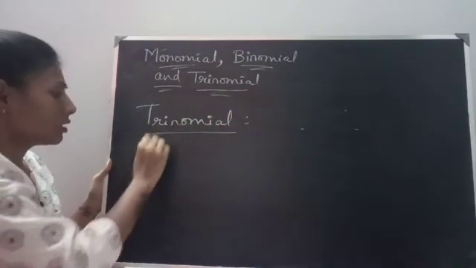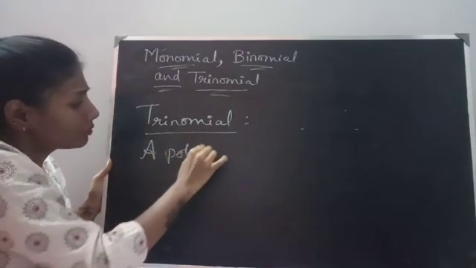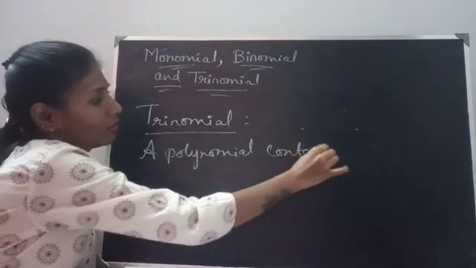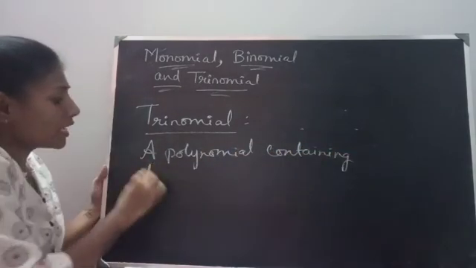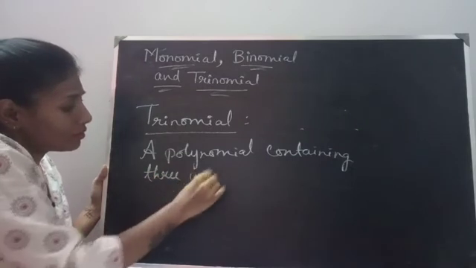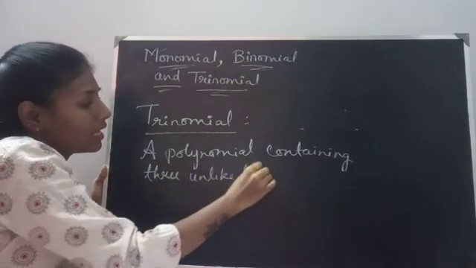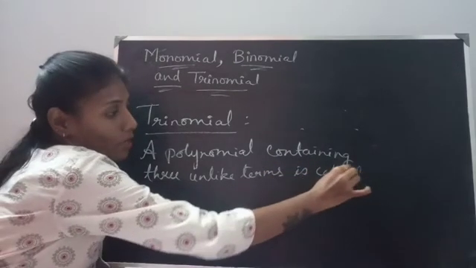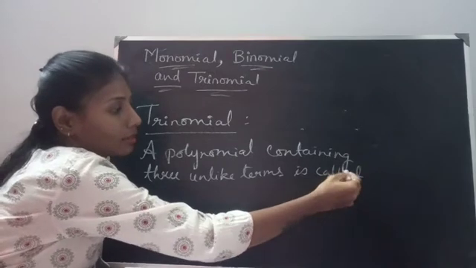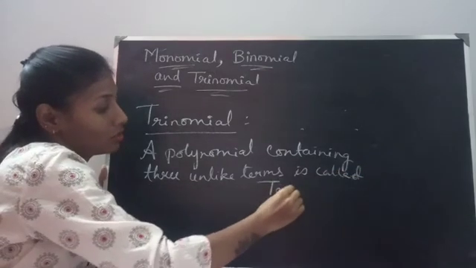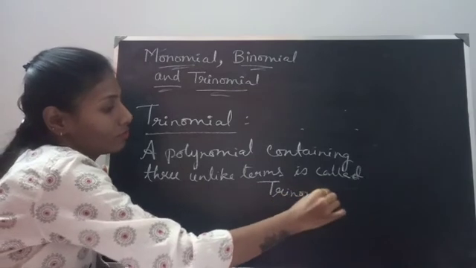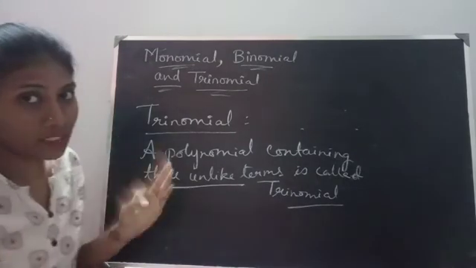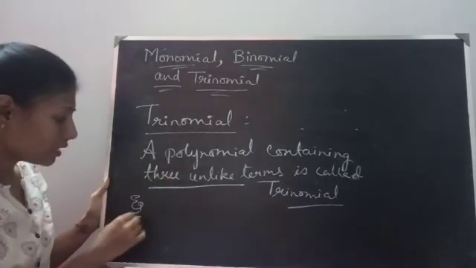Trinomial. A polynomial containing three unlike terms is called trinomial. Okay, how many unlike terms? Three unlike terms. Okay, example.